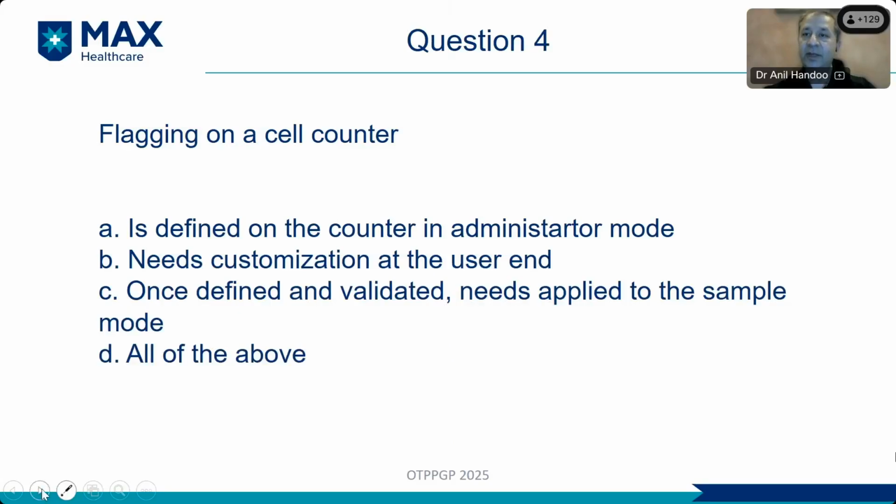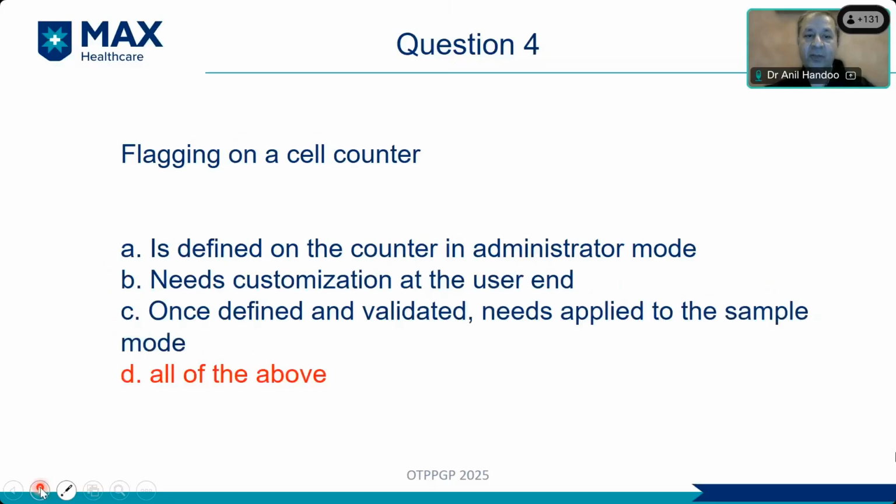So somebody has already answered, I think, all of the above. Yeah, so that would be the easiest answer to give, because whenever you have a choice of all of the above, most of the time the answer will be all of the above. But the fact of the matter is I have already dealt with what I just showed you. So therefore, in this case, yes, all of the above is the answer for flagging.